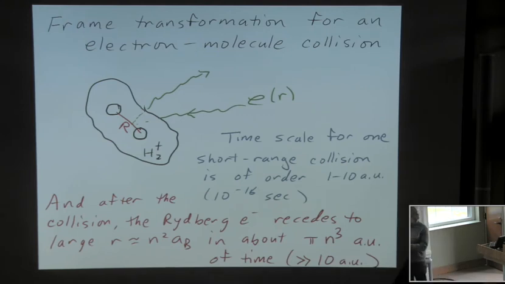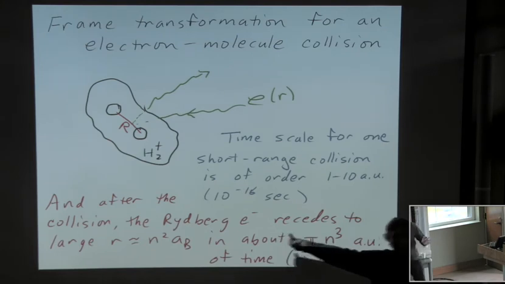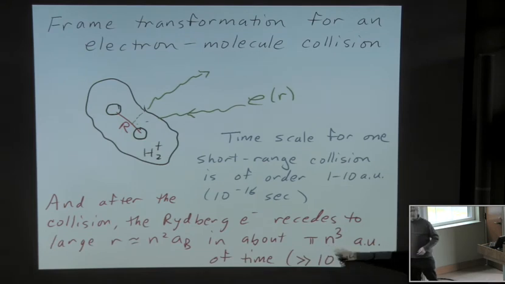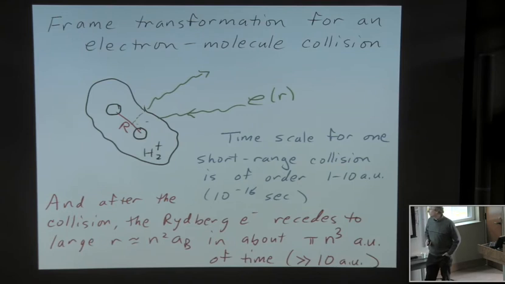But if you're talking about a Rydberg state, the Rydberg electron is going to go off to huge distances, n squared Bohr radii, and it's going to take a very long period of time to do that, around n cubed atomic units of time. So this is a very slow motion, but each collision is very fast and sudden, and it fits this frame transformation picture very well, this projection of the wavefront going out of the molecule or coming in, projection from the long range to the short range quantum numbers.